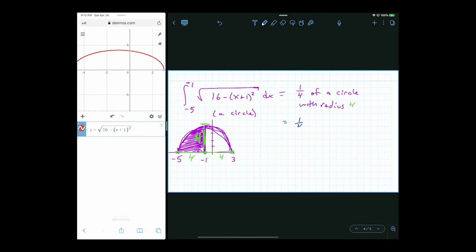So that's 1/4 of pi r squared instead of a half. So 1/4 pi times 4 squared. So 1/4 times pi times 16. You work that out, that is going to be 4 pi. And that's what they're going to want for the answer, 4 pi. No decimal there.